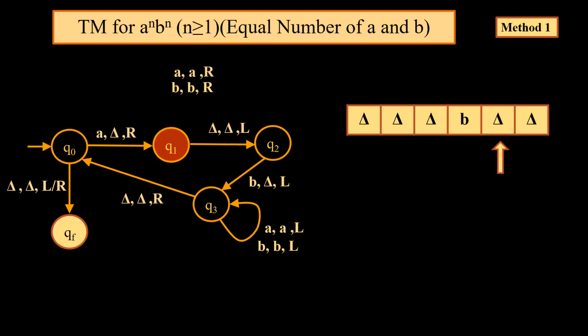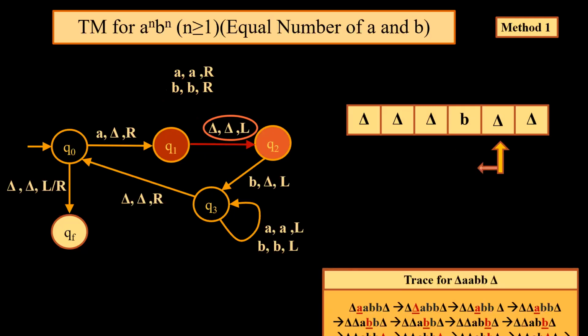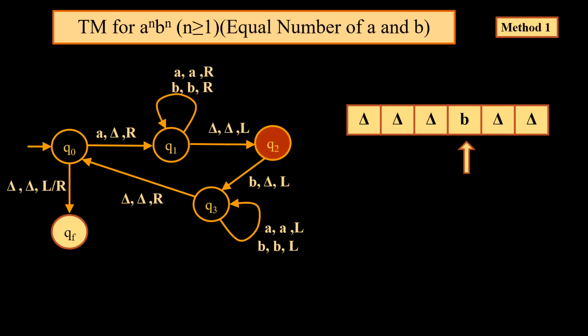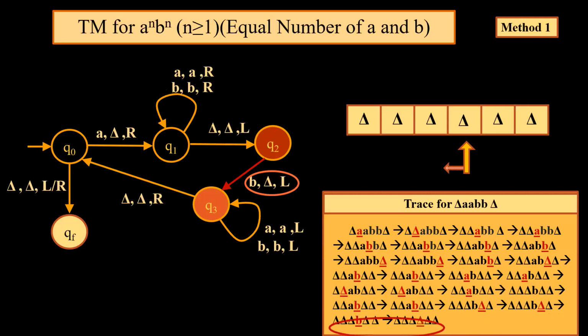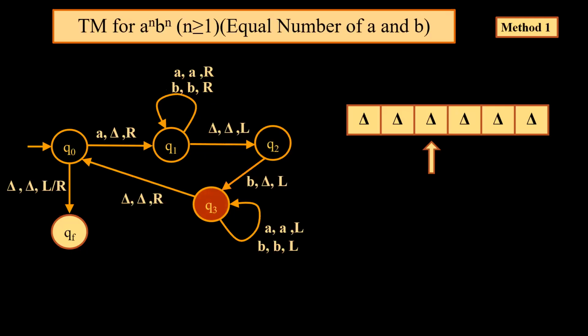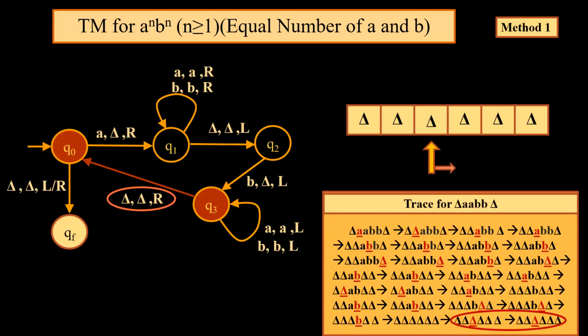The moment we come across this delta, we identify that this is the end marker on the right side. So we will keep it intact and move one step left. When we move one step left, we will convert this B into delta. Now we have actually converted both A and both B into delta. Now we need to identify that this entire tape should be blank since we have converted both A into delta, both B into delta. When we look across, we identify that the entire tape is empty.